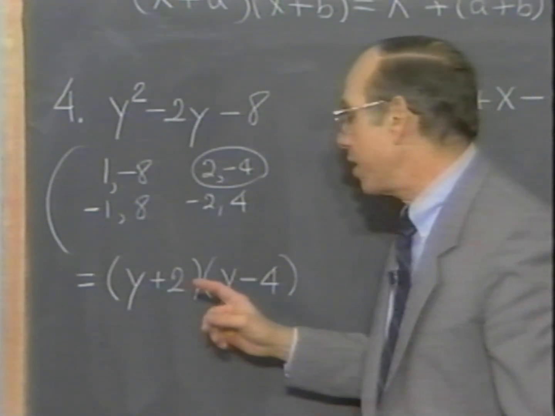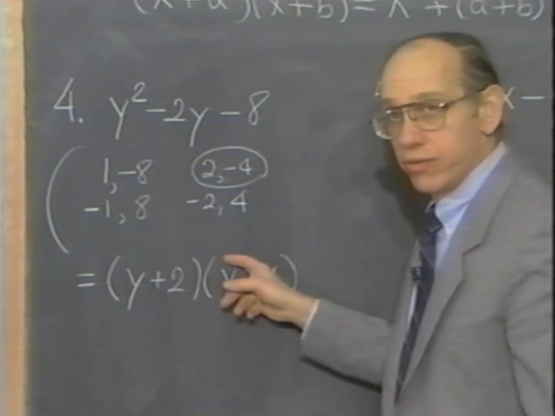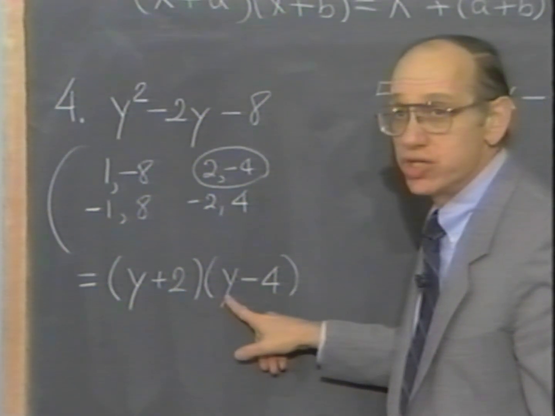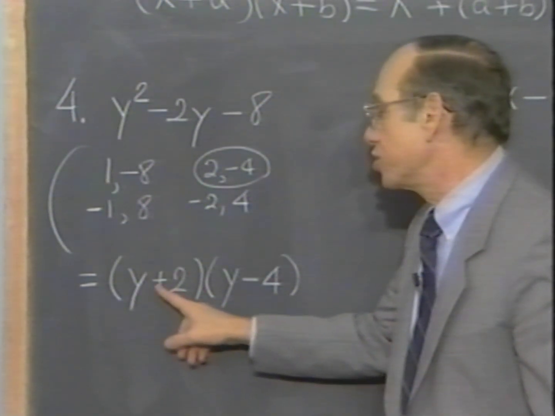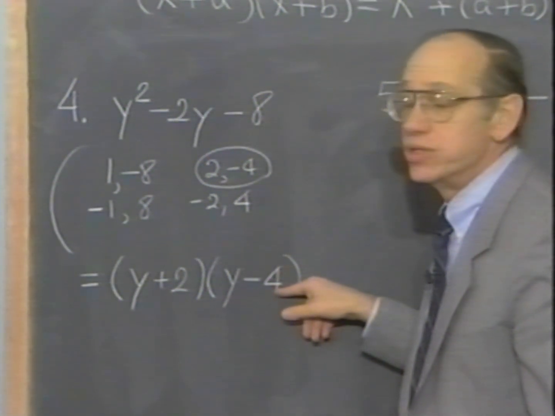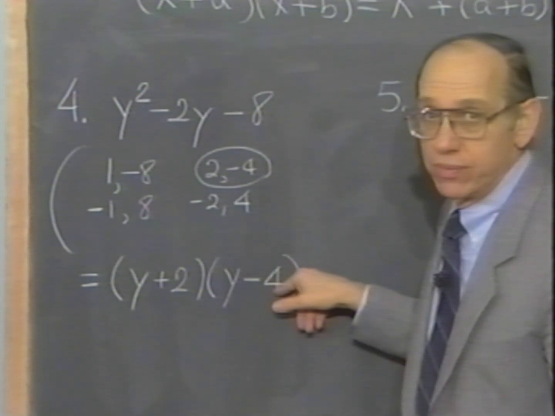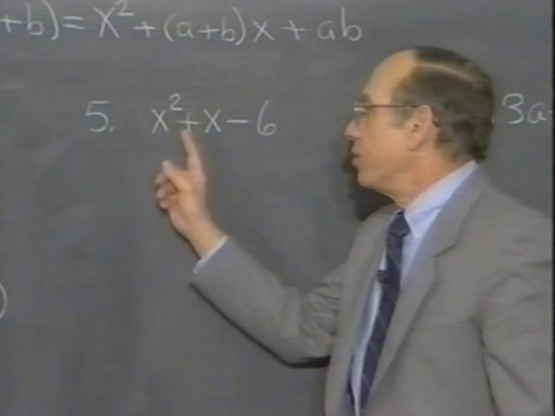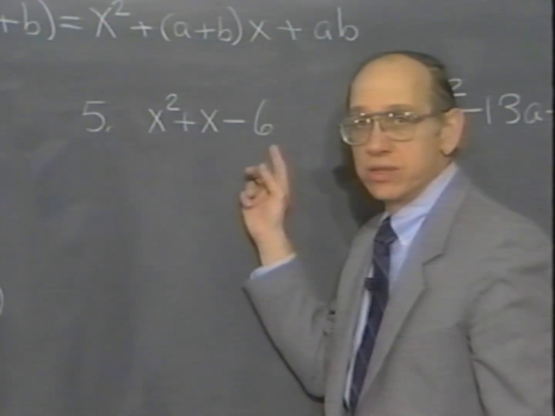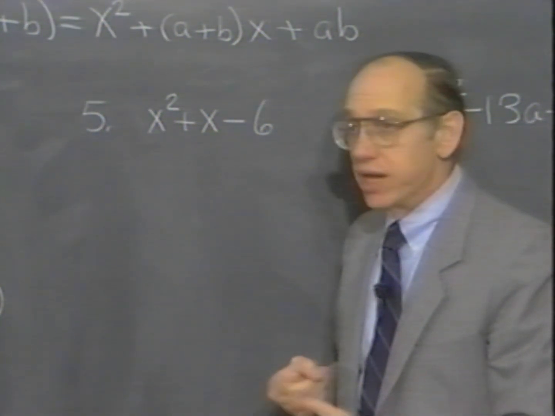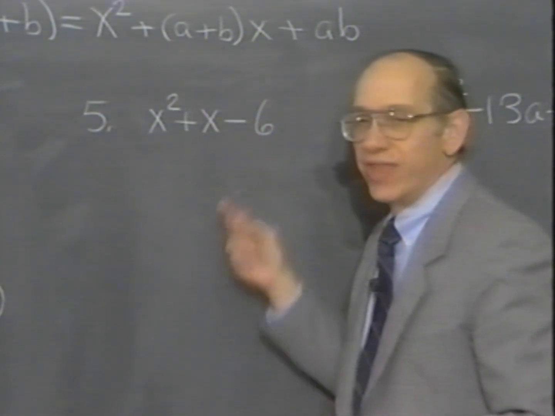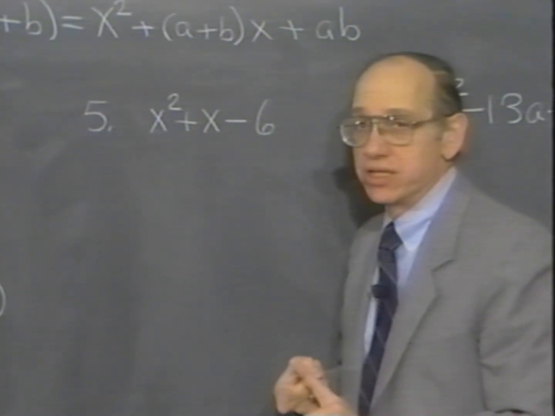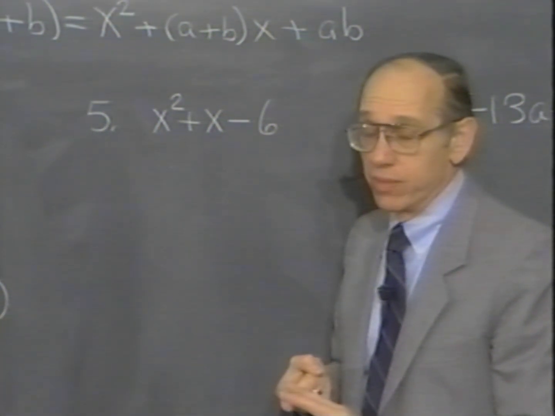And let's check that one in our heads. Y squared first, minus 4y plus 2y is minus 2y. That's what we wanted. And the last term is plus 2 times minus 4, which is minus 8. In problem 5, we have x squared plus x minus 6. Once again, we have a final term here that is negative. So we want to find two numbers whose product is minus 6. That means it's going to be one positive number and one negative number.